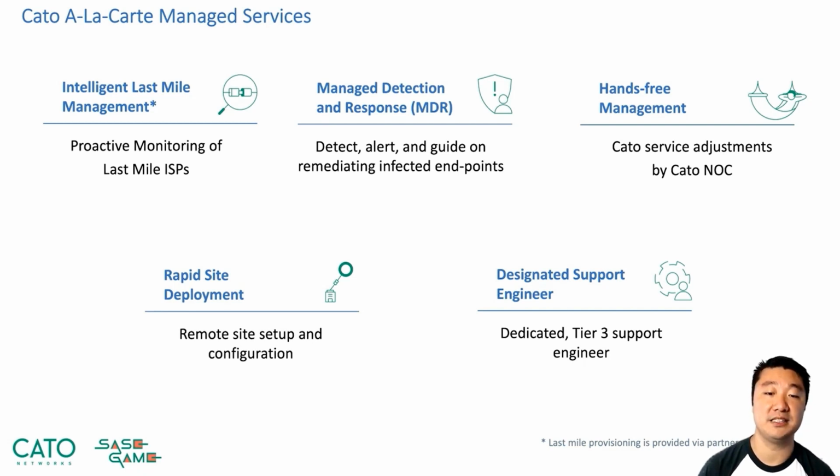With hands-free management, Cato helps customers configure their network and security policies without the need to operate our self-service console. Just submit a ticket and our experts will make the changes for you. Site deployment is a great way to understand how to set up our zero-touch SD-WAN device. We will guide you remotely in the first few instances, and you can take it from there. Lastly, our designated support engineer service gives you a single point of contact for all of your support needs.